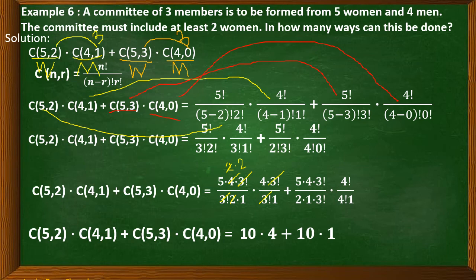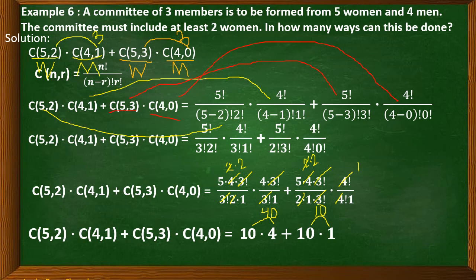Next, we have here 3 factorial divided by 3 factorial. 4, 2 times 2, and divide the common factor 2. So we have the remaining factors 5 times 2, and that is equal to 10. So here we have 4 factorial divided by 4 factorial, that is equal to 1. And 1 divided by 1 is equal to 1. Multiply 10 times 4, that is equal to 40. And this one plus 10 times 1 is 10.